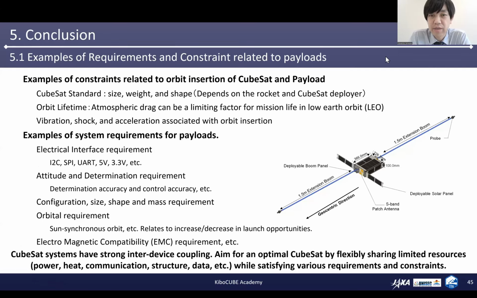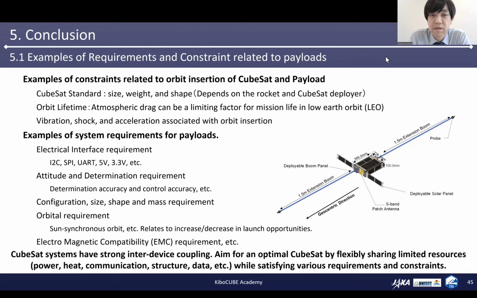There are constraints related to orbit insertion of CubeSat and payloads. For example, CubeSat standards, size, weight, and shape. It depends on the rocket and the CubeSat deployer. Orbit lifetime: atmospheric drag can be a limiting factor for mission life in low Earth orbit. Vibration, shock, and acceleration associated with orbit insertion.